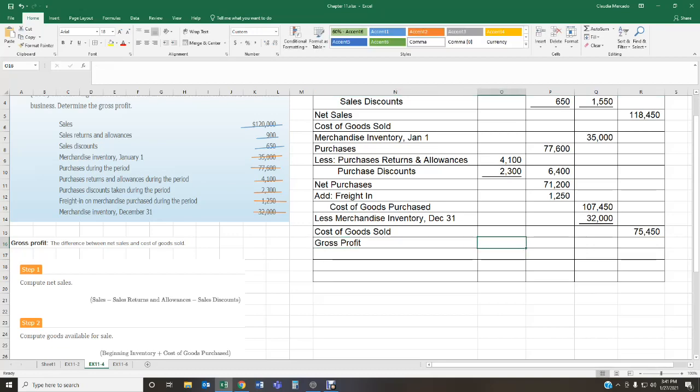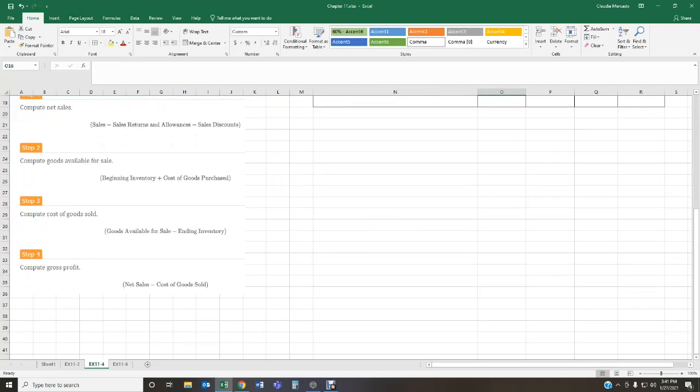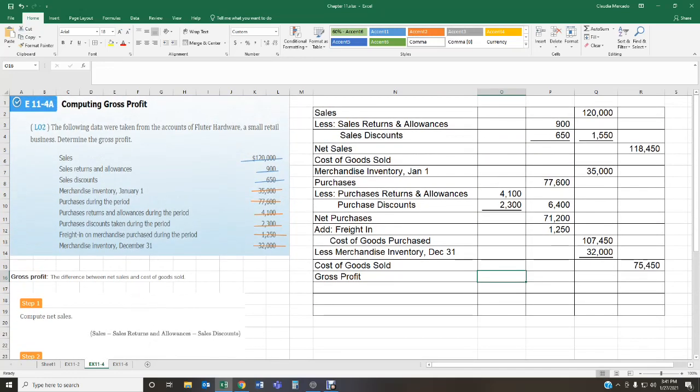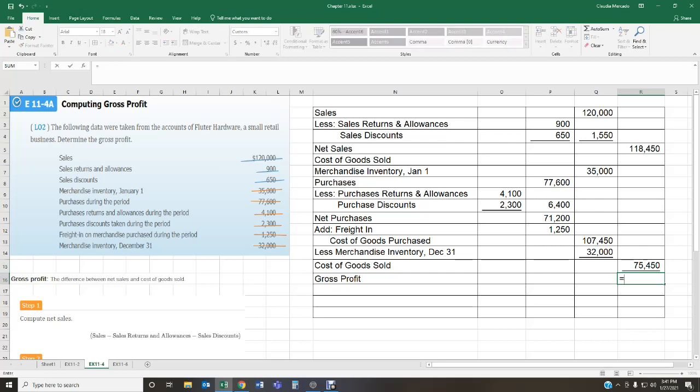Your gross profit is your net sales minus your cost of goods sold, and that gives you $43,000. There we are. So we've calculated our gross profit.